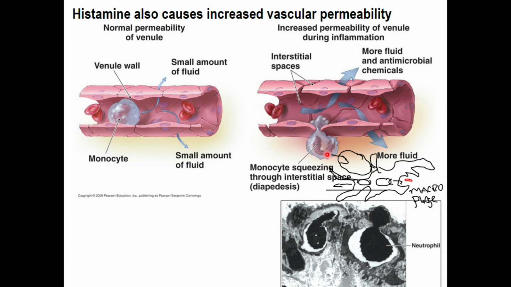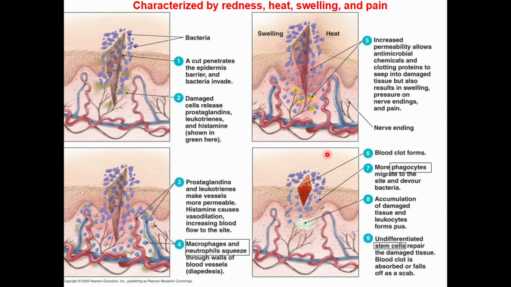So pretty crazy stuff. Okay, so let's tie all this together. Basically, I've just been cut. Oh, man. And what I've just been cut on has a lot of bacteria. So it now has the portal of entry, and the bacteria have now invaded. Damaged cells, even before complement happens, release prostaglandins, leukotrienes, and histamine. The complement system will get activated, causing more histamine to be produced by basophils, right? So now the green areas are showing all these chemicals that are essentially causing the inflammatory response.